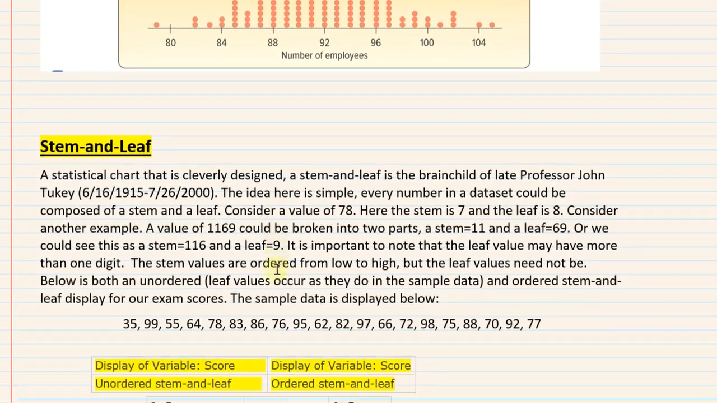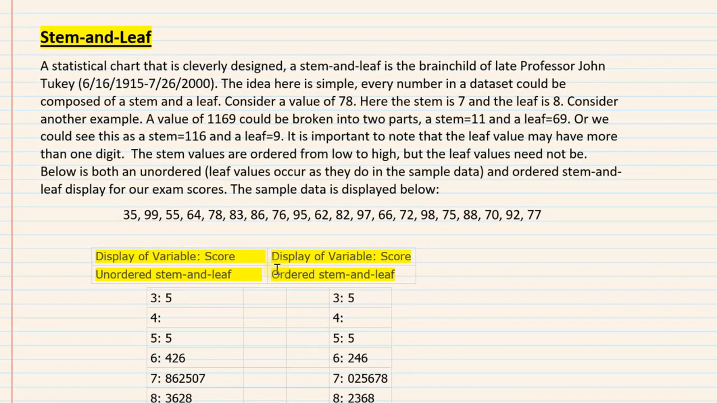The second of these charts for quantitative variables is the stem and leaf display. This is the brainchild again of Professor John Tukey from Princeton University, who was a pioneer in the area of exploratory data analysis. So the whole idea of stem and leaf is to break up every number into a stem and a leaf. So here I have, for example, a set of exam scores. There should be 20 of these.